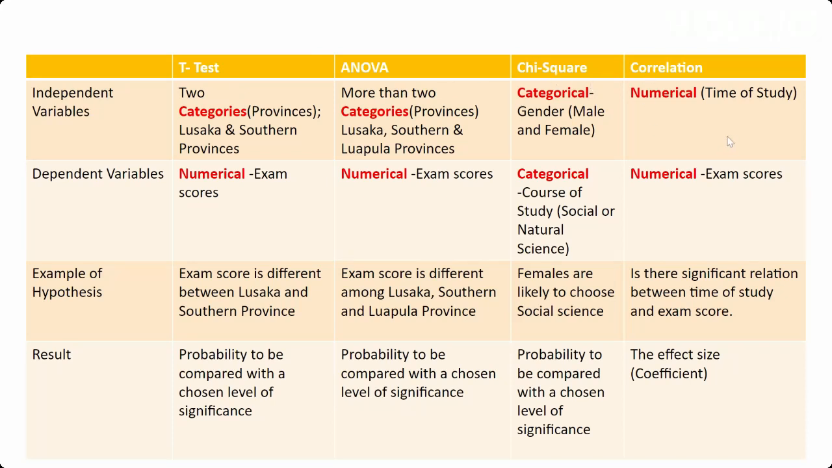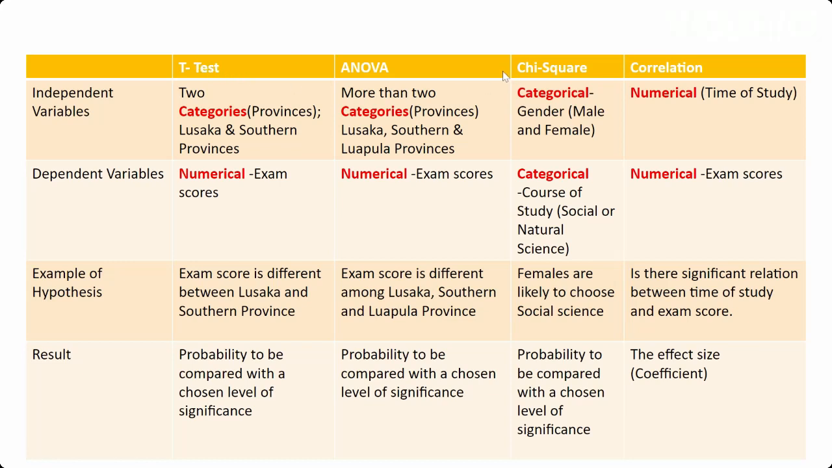For now, you can ignore correlation because this one doesn't result in a probability distribution or assessment, but it results in a number between 0 and 1, which is an effect size when you're comparing two variables. You're looking at the size of the impact. So we are concentrating on the t-test, ANOVA, and chi-square.